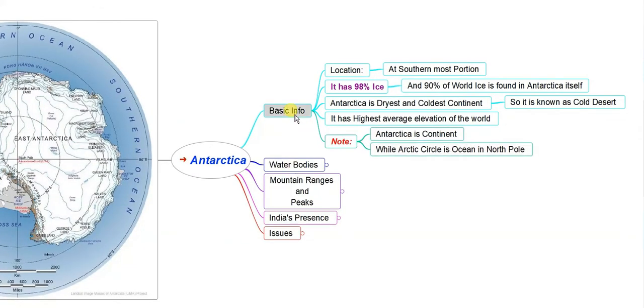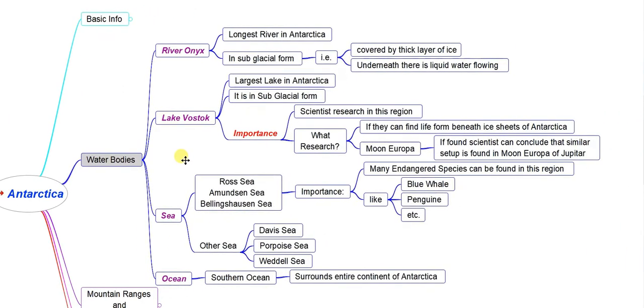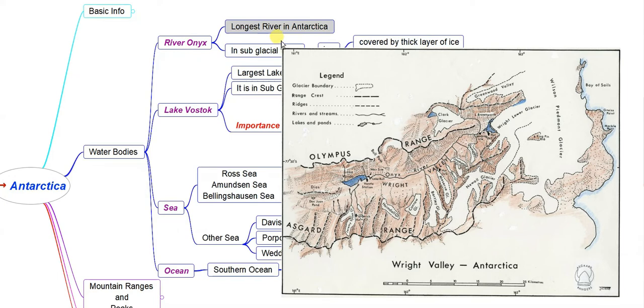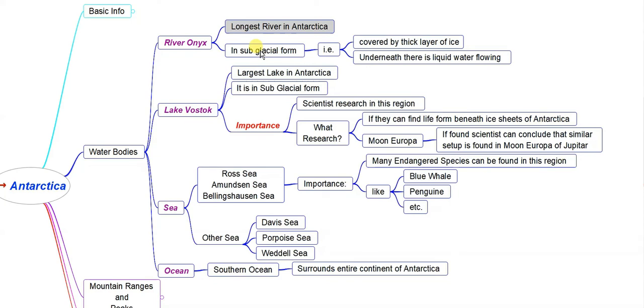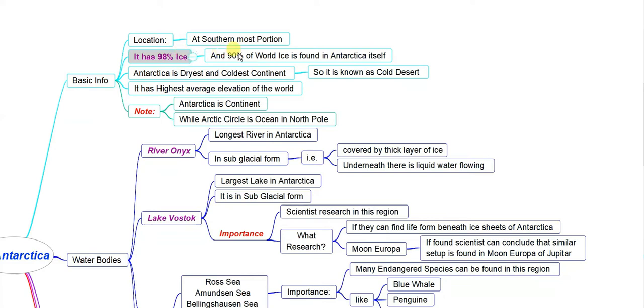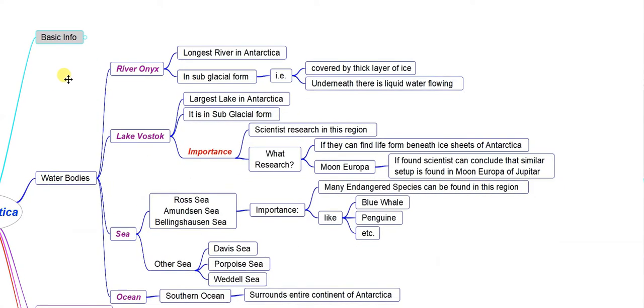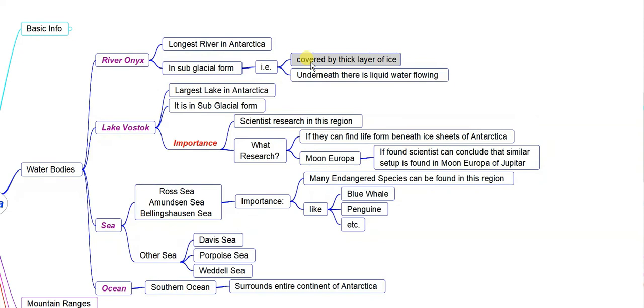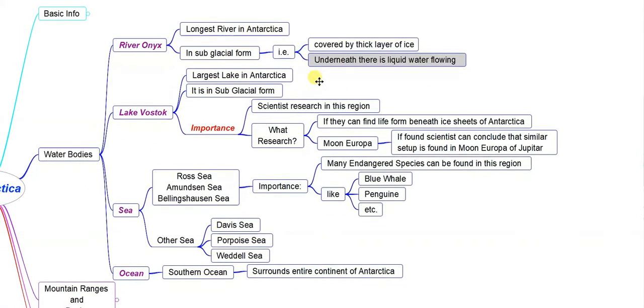Now, if we talk about water bodies in this region, then there is River Onyx, which is the longest river in Antarctica. One must have this question: earlier it was said that Antarctica contains 98% ice and 90% of the world's ice is found in Antarctica itself, then how can there be a river? Rivers are found in subglacial form. Subglacial means a thick layer of ice covers the top and underneath there is liquid water flowing. I hope you got me.